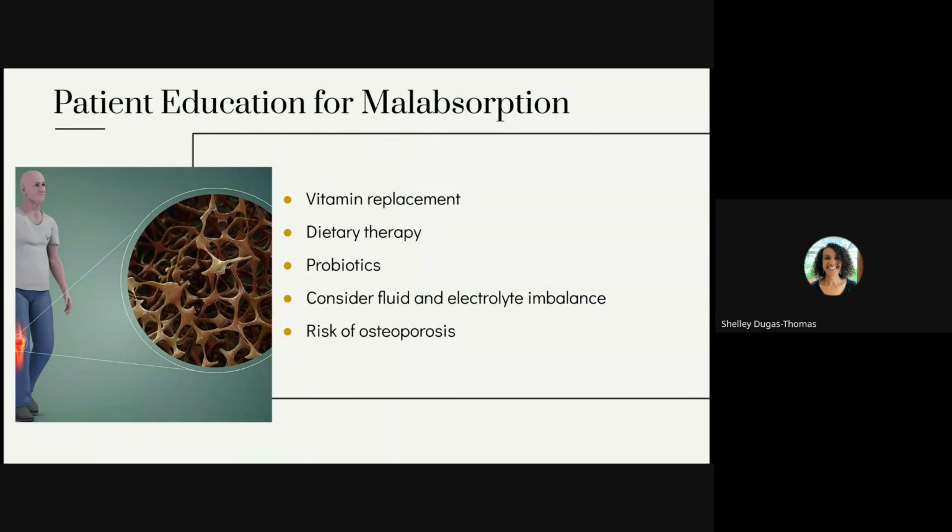Vitamin replacement ensures supplementation of deficient vitamins and minerals. Dietary therapies follow a tailored diet. This is when you meet with a dietitian to improve nutrient absorption. Probiotics may help restore healthy gut flora. Monitor fluids and electrolytes in order to prevent dehydration and imbalances. And for bone health, be aware of the increased risk of osteoporosis and take preventive measures and monitor for that.